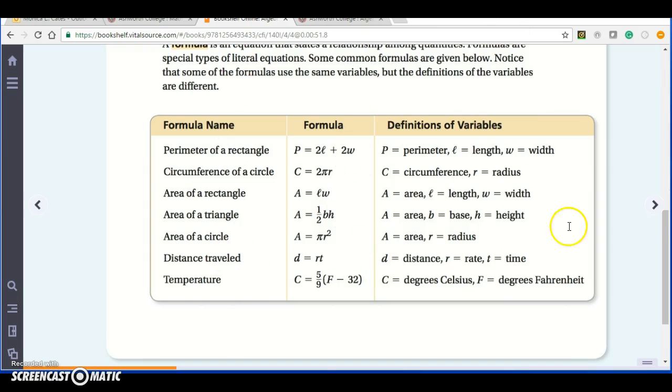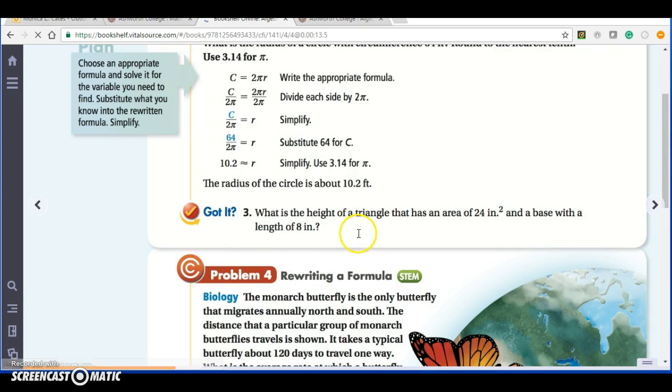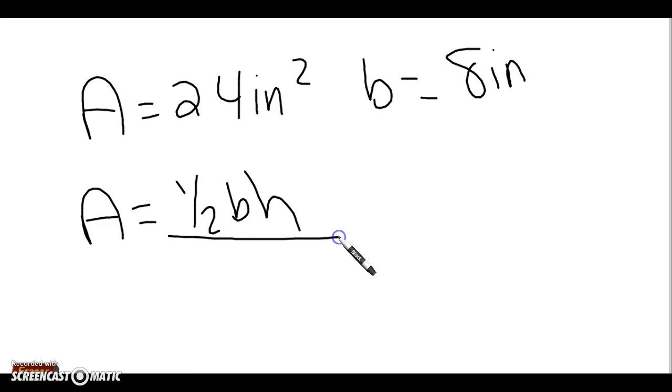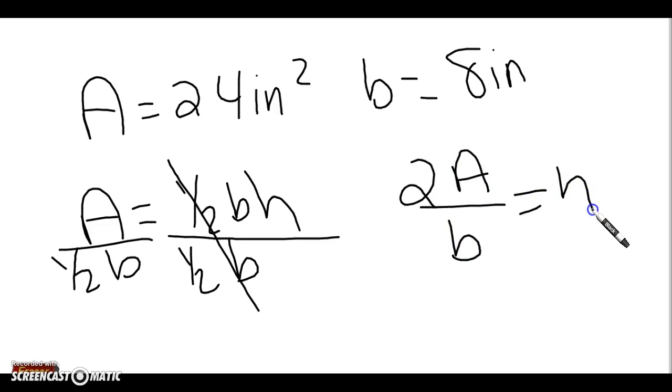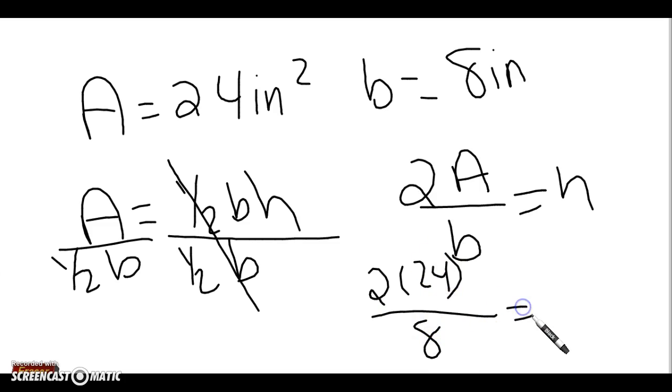And I want to find the height. So if I solve for height, I divide both sides by 1/2 base. And when I divide by 1/2, I get 2. So I get 2A over b equals the height. And so I can plug in to find out what the height is. So I have 2 times 24 divided by 8. This is inches squared, by the way, and this is inches. And I can put that in my calculator.